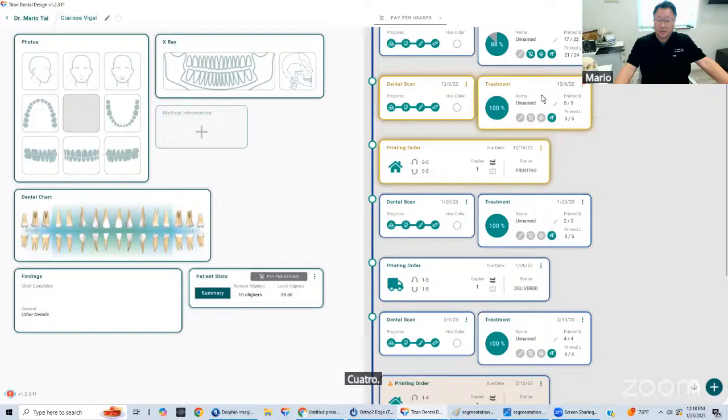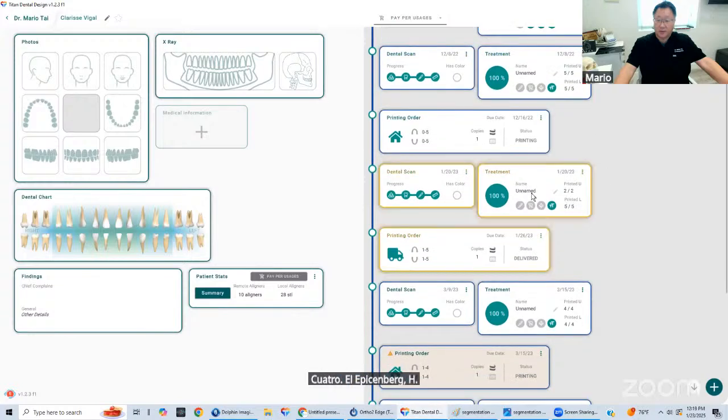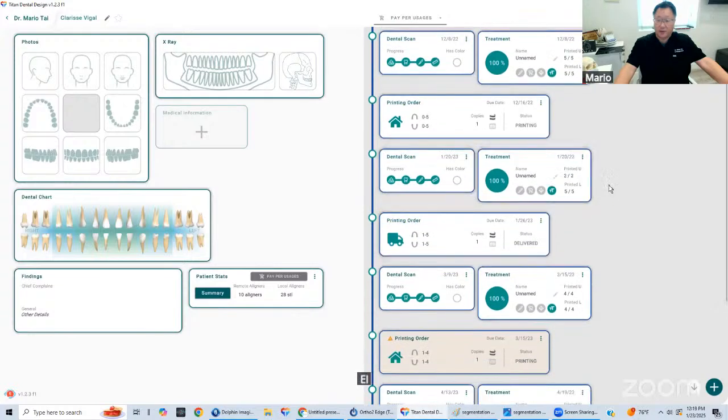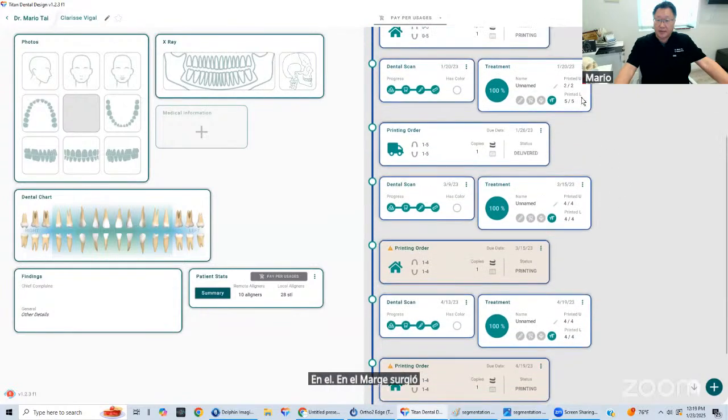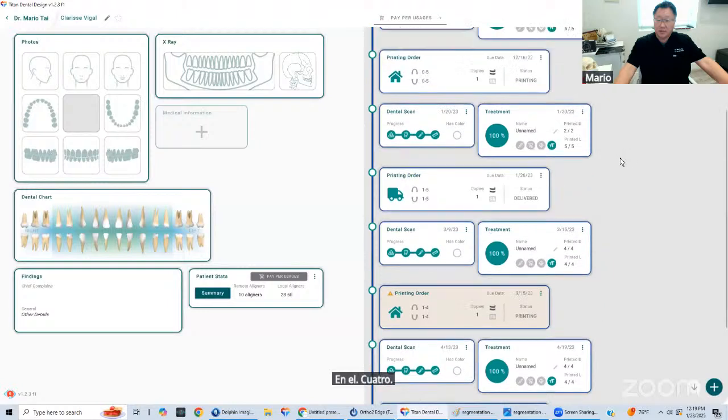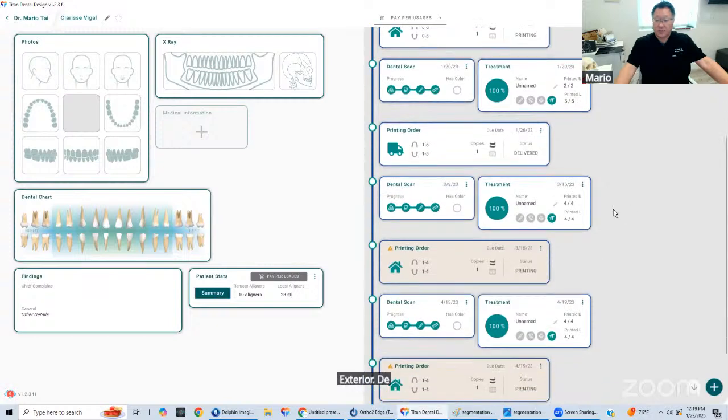And in December, she had a refinement. And then in January, I had another refinement. And then in March, so here you can see I did refinements. Literally, if I show you her appointments, I'm able to have her come in and come back literally within a week, sometimes even the same day or the next day.